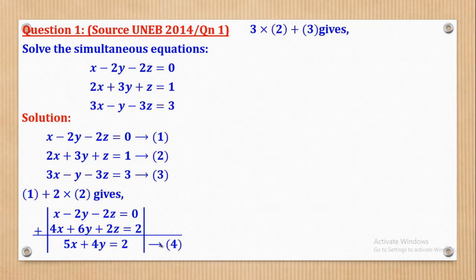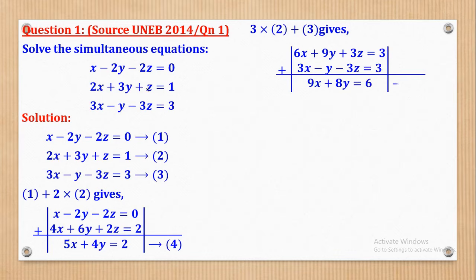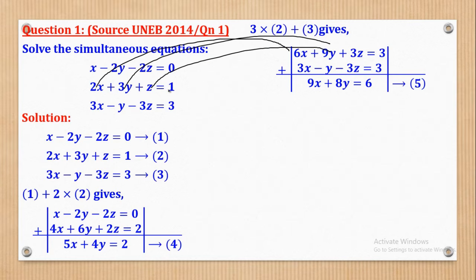Then we shall also need to get another equation having only x and y. So from equation 2 and equation 3, we shall multiply equation 2 by 3 throughout and add it to equation 3. When you do that, this is what you're going to get. 3 times 2x gives you 6x, 3y times 3 gives you 9y, z times 3 gives you 3z, 1 times 3 gives you 3. So this is equation 2 multiplied by 3 throughout. Then this is equation 3, you put it here as it is.